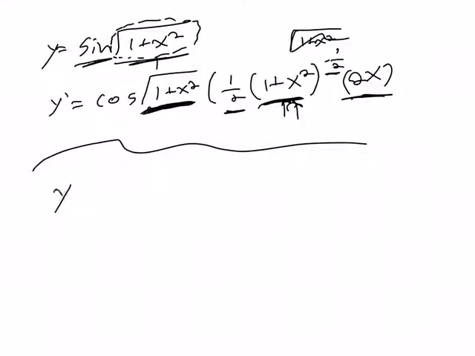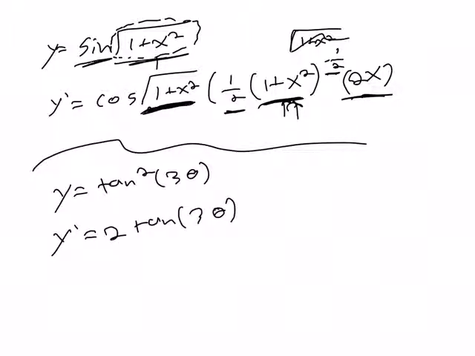Okay, so now we have y is equal to tan squared 3θ. So y prime is going to be 2 tan 3θ to the 2 minus 1, and then times the derivative of tan. So it's going to be secant squared 3θ. And then we're going to have the derivative of 3θ, which is 3. Right, so again, three derivatives.